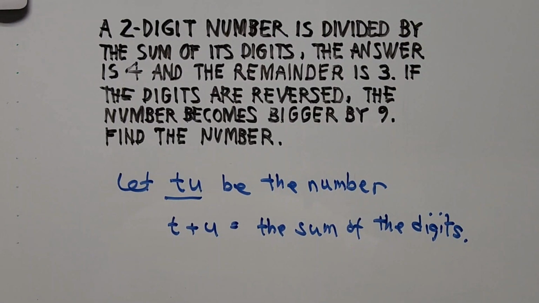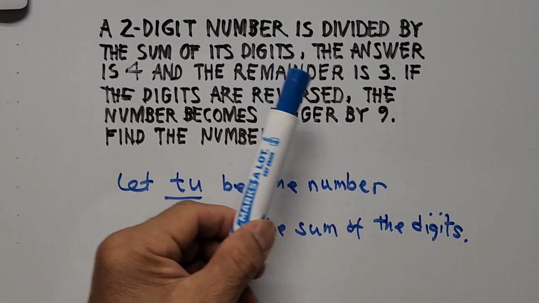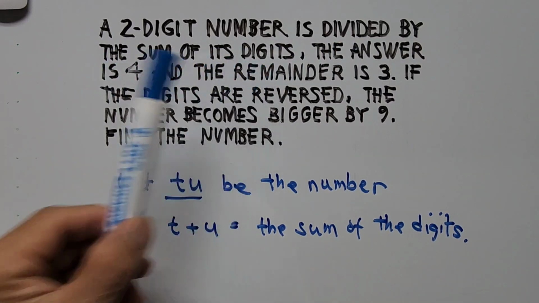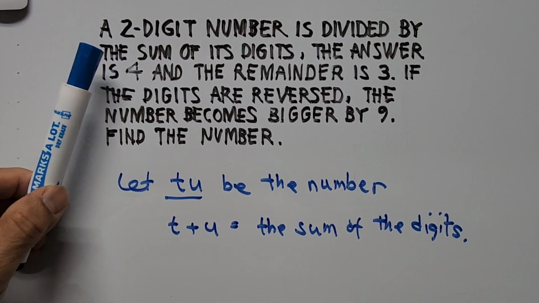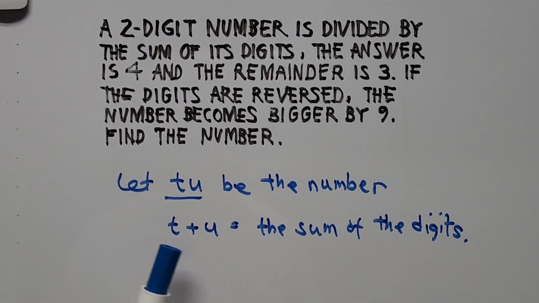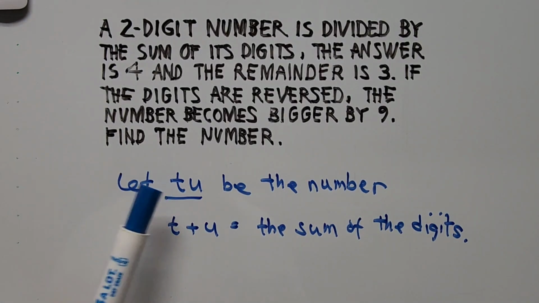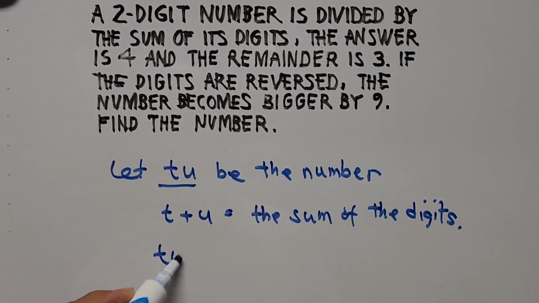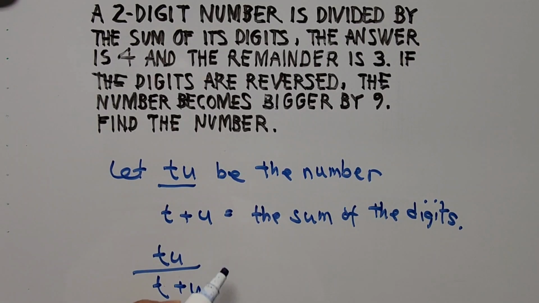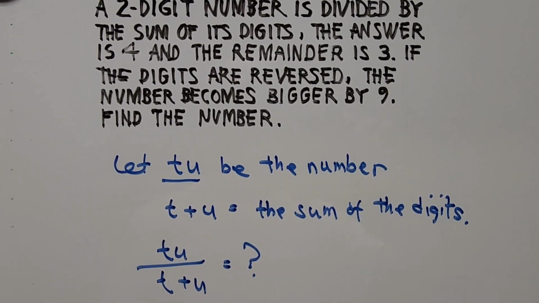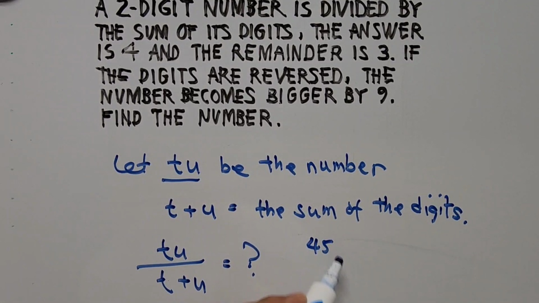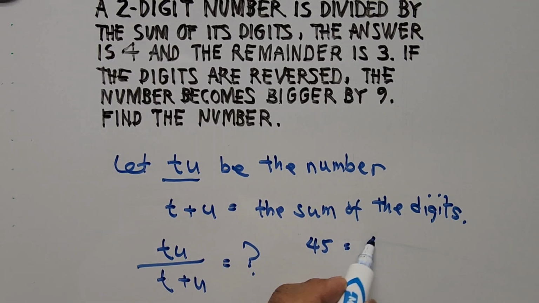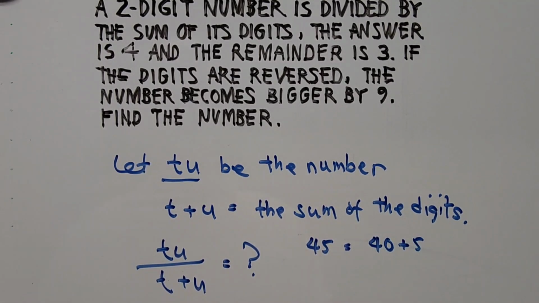Okay, so now we have here a two-digit number is divided by the sum of its digits. So this is the two-digit number, right? How do we write the number divided by the sum of its digits? Are we going to write TU divided by T plus U? What do you think? Going back again to our number 45, this is represented in expanded form, that is 40 plus 5, right?